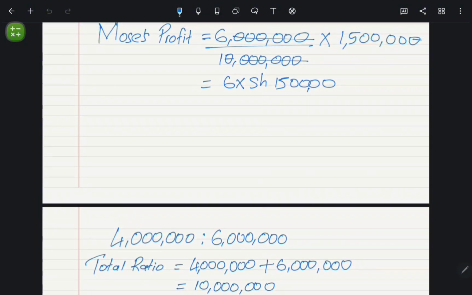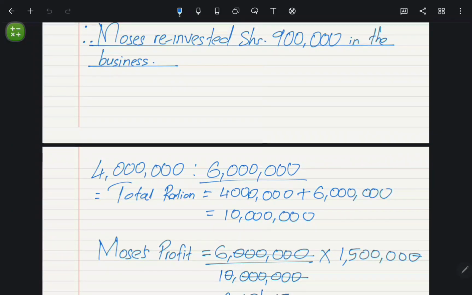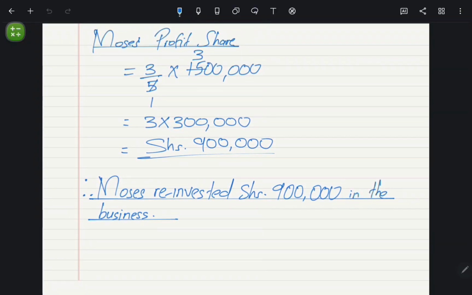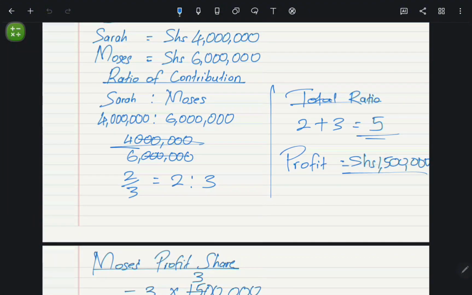So this is a review of what we've done today. We've solved item 1 of UNEB, item 1 of UCE 2024, and these are the answers that we were able to come up with.